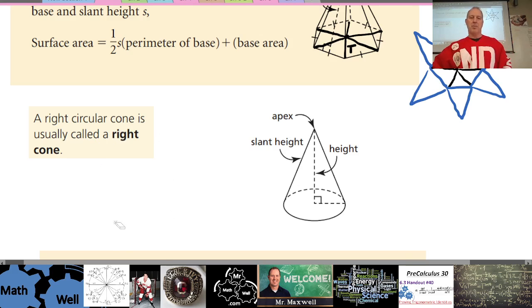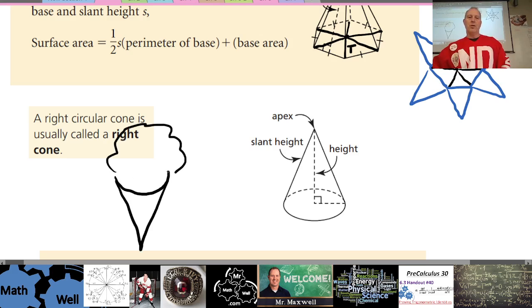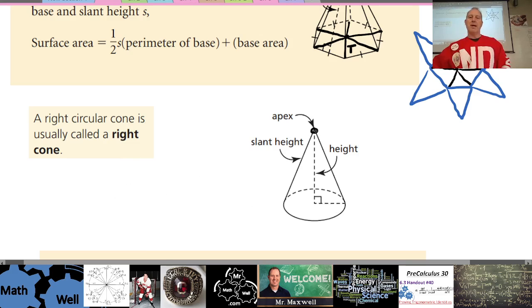This is not the cone we're talking about. We're talking about this cone right here, like a waffle cone or something, where it comes to a point, right? And you have your ice cream here. So this shape of what the ice cream sits in, that's a cone. You turn it upside down, it looks like this. So this is still the apex, this is still the slant height, but there's no sides.